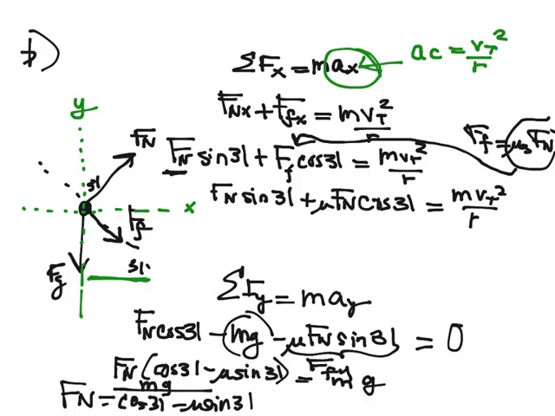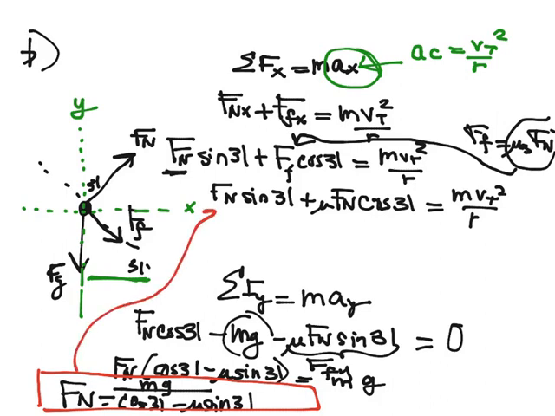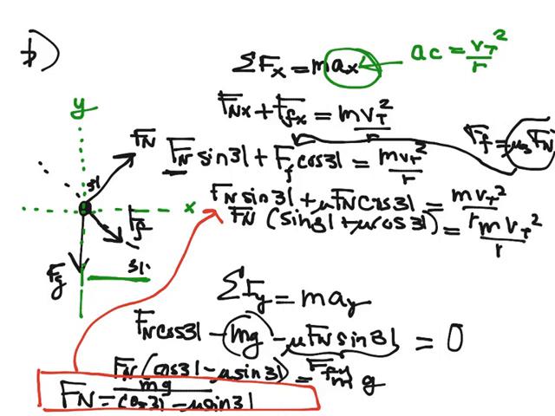Now I'm going to take what I found for Fn. So that's mg cosine 31 minus mu sine 31. And I am going to plug that in up here everywhere I have Fn. First, actually, I'm going to factor out my Fn. So I have Fn times sine 31 plus mu cosine 31 is equal to mvt squared over r.